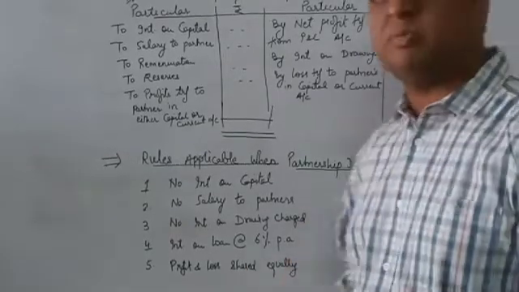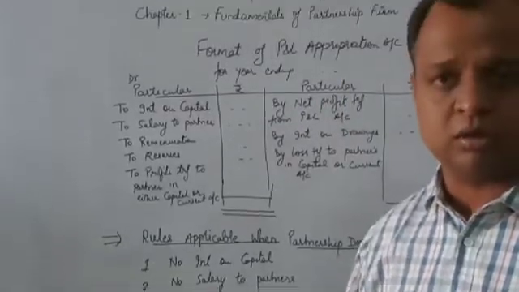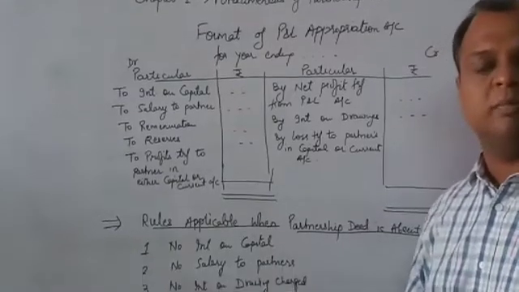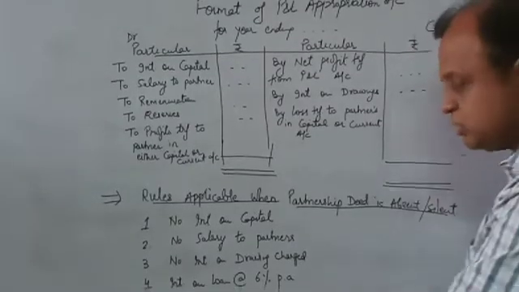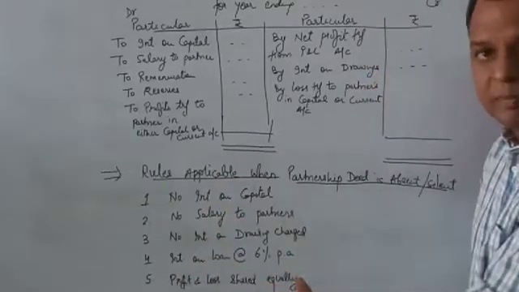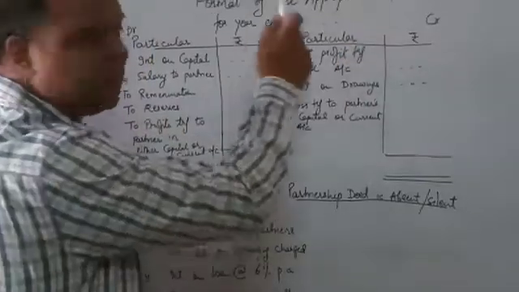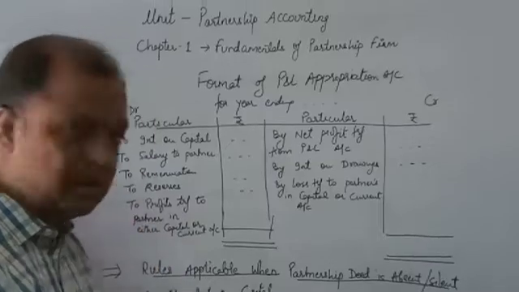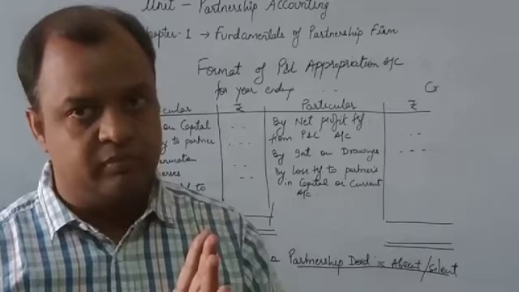Generally what happens, a specific share is decided among the partners. But whatever the shares decided among partners, that will be void because deed is absent, so it will be shared equally. These 5 basic rules will be applied, and according to these rules, profit and loss appropriation account will be prepared and followed. So you need to remember whether deed is present or absent.